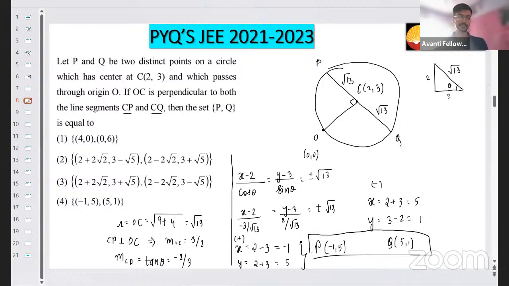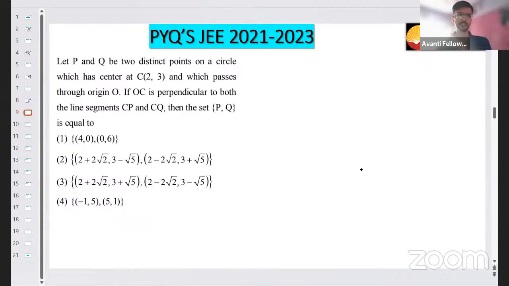Let's see which option matches. I think option number D. So the fourth option matches with our answer. The coordinates of point P are this, coordinates of point Q are this. Okay, I think this is cool. Let's move on to the next question.